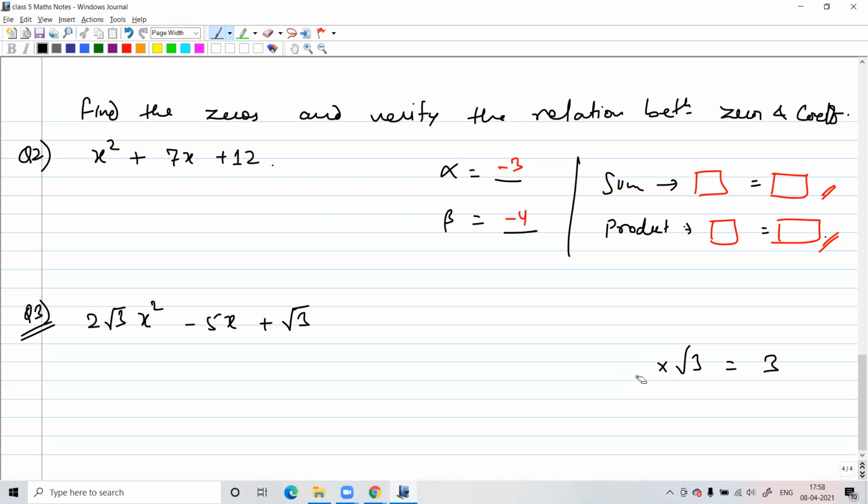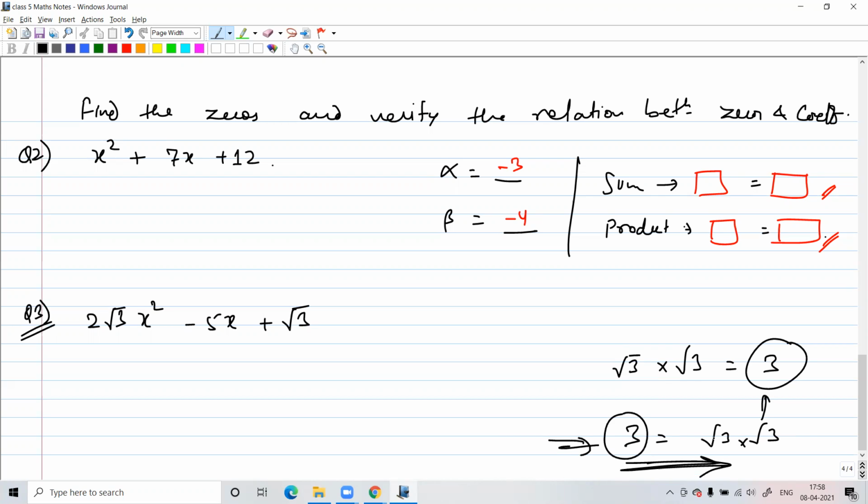Give it a try. Just remember, root 3 into root 3 becomes 3. So if something is 3, you should be able to write it as root 3 into root 3. Both ways you should think. If somewhere 3 is written, you can write it as root 3 into root 3. If root 3 into root 3 is there, that will become 3. Think both ways.